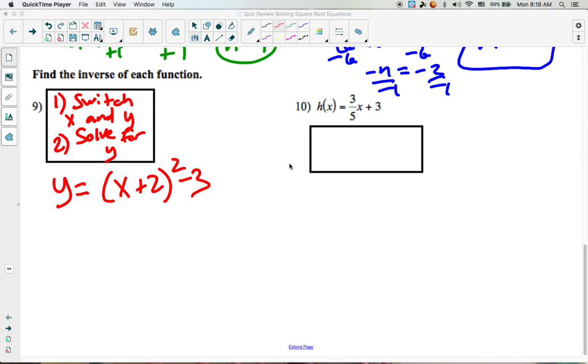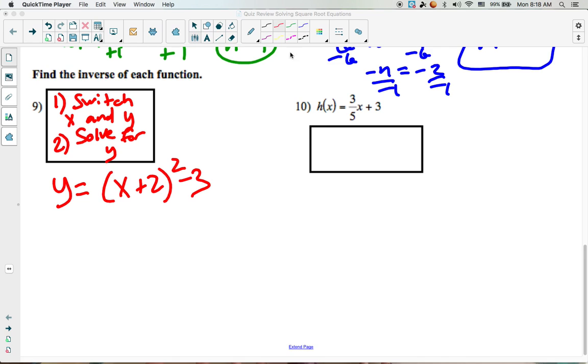ReQuiz review, solving square root equations, problems 9 and 10. For 9 and 10 it says find the inverse of each function. Question number 9, I've changed it from the original review. I want us to look at y equals (x plus 2) squared minus 3.